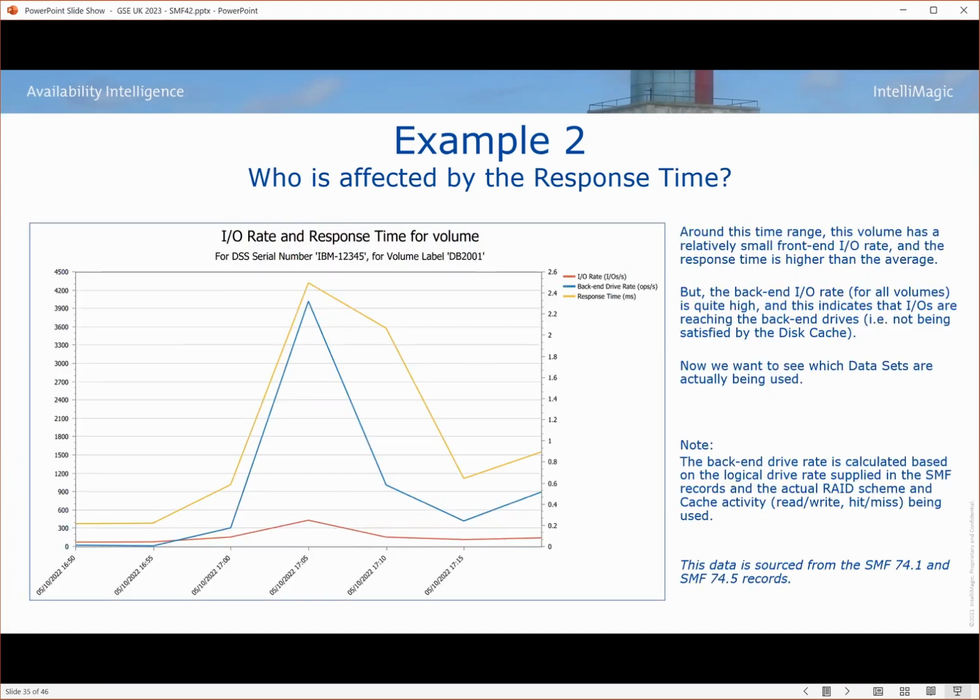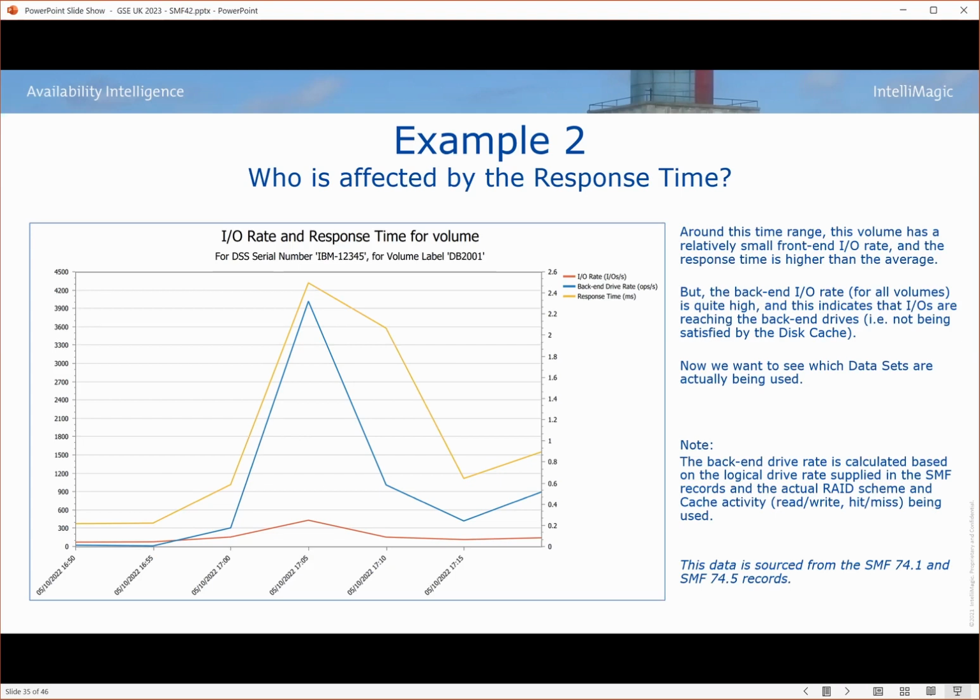When we're looking at a specific time at a specific peak, we can see, for example, the IO rate. We refer to that as a front-end I/O rate, meaning coming from the applications from MVS or z/OS. And it's actually relatively low, the red line here in this visual. We see the response time, the orange line, is relatively high, 2.4 milliseconds. And we also see what's called the backend drive rate.